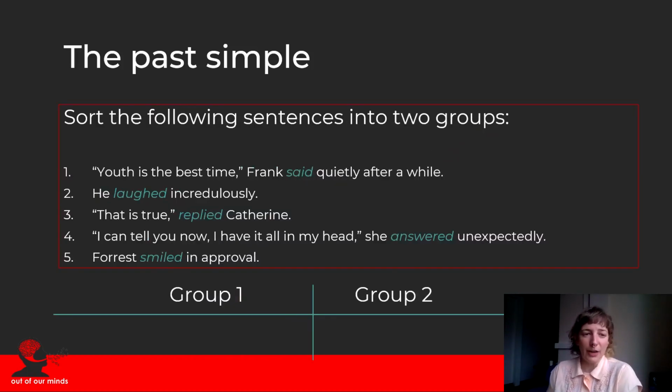So have a look at these 5 sentences and please grab your very advanced pen and paper and draw a table with 2 columns and sort these sentences into 2 groups. First, "Youth is the best time," Frank said quietly after a while. He laughed incredulously. "That is true," replied Catherine. "I can tell you now, I have it all in my head," she answered unexpectedly. Forrest smiled in approval. I now suggest that you pause the video and sort these sentences into 2 groups.